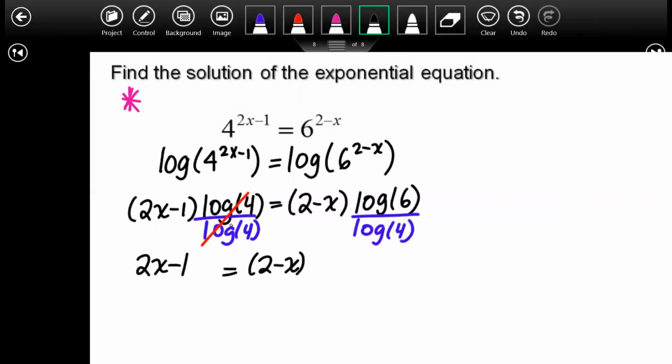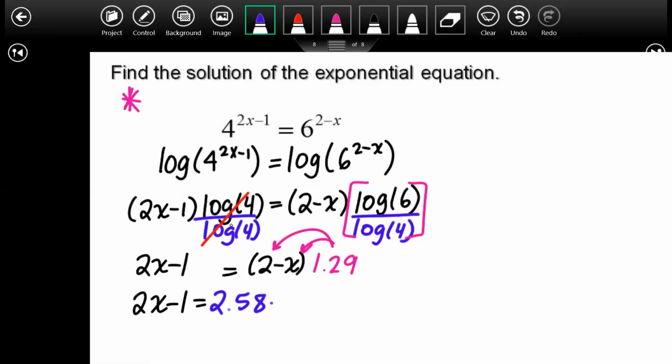Log of 6. This value right here is just going to give us 1.29, which is just a number. And all we're going to do here is distribute these back in. It's going to give us 2x minus 1. 1.29 times 2 is going to give us 2.58 minus 1.29x.